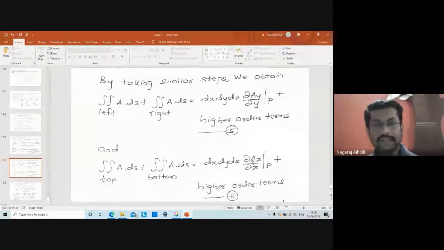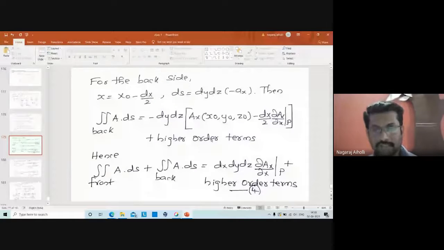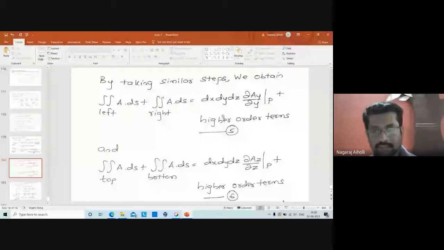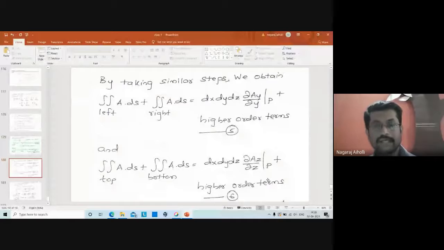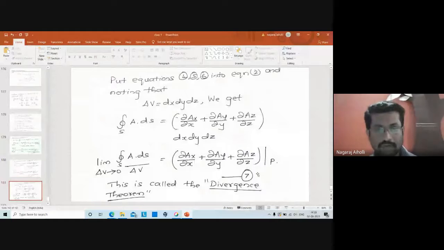If I add all these, that is equation 4, equation 5, equation 6, what is common in these three? dx dy dz is common. Correct? Here also dx dy dz is there, here also, here also. Therefore, dx dy dz will become common, that into ∂Ax/∂x plus ∂Ay/∂y plus ∂Az/∂z. Is it not? That is what we are getting here. The closed surface integral of a dot ds is equal to ∂Ax/∂x plus ∂Ay/∂y plus ∂Az/∂z.